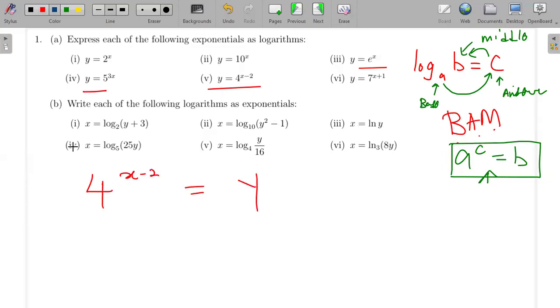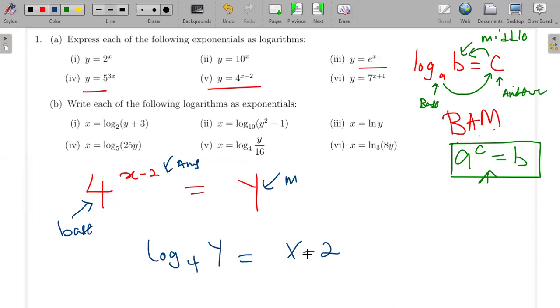Y. Okay, so we're doing the same thing. What are we going to do there? We're going to get our base, our answer, and what is in the middle. So 4 is our base. The answer is this guy, the x minus 2. This one is what is in the middle. So it will just be log of base 4. What is in the middle is y is equals to x minus 2.